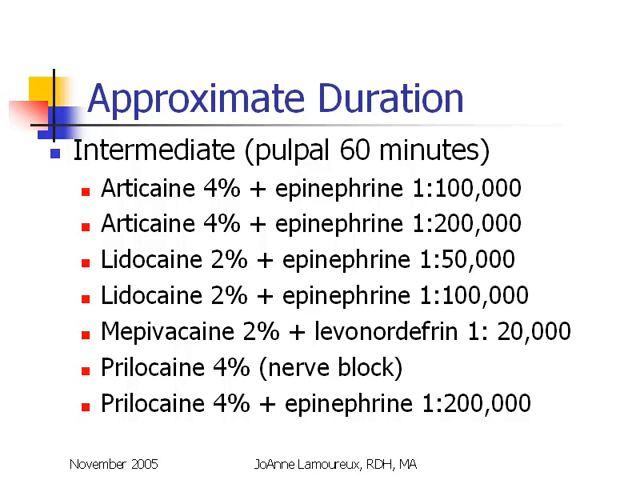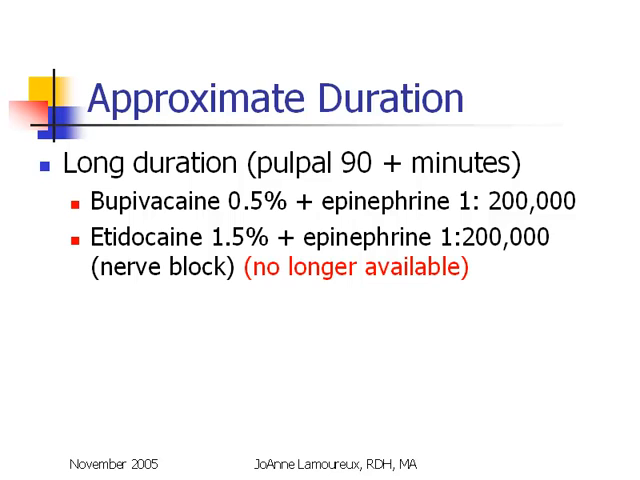Those same drugs, and a fourth one, Octocaine, when combined with a vasoconstrictor, give us intermediate duration or pulpal anesthesia of about 60 minutes. Long duration or pulpal anesthesia of 90 minutes. The two agents are bupivacaine and etidocaine, which until a short while ago was available in the United States.